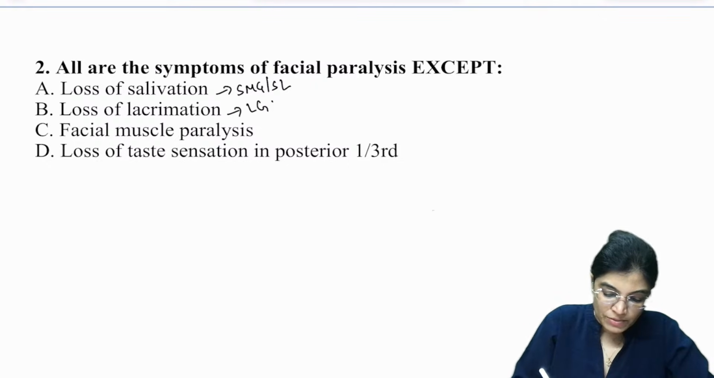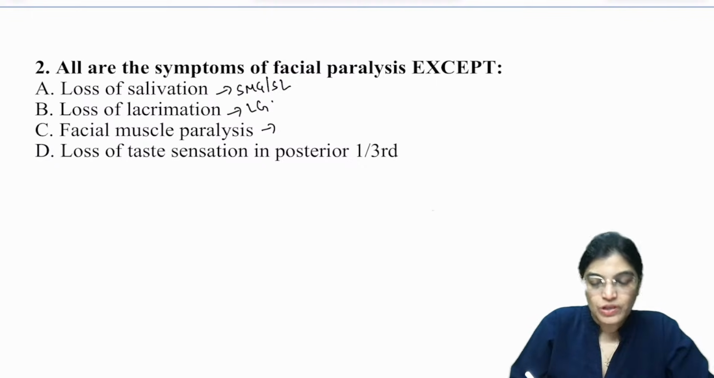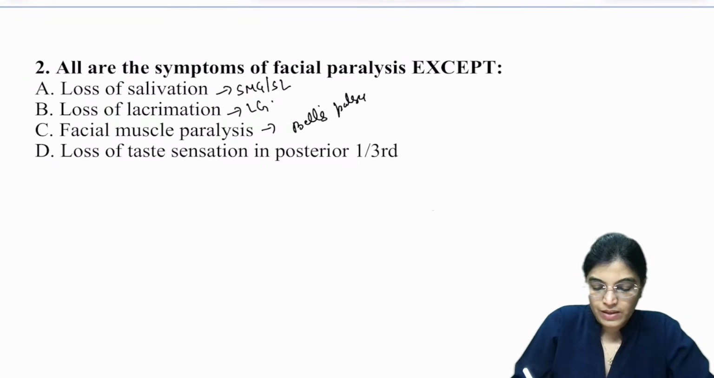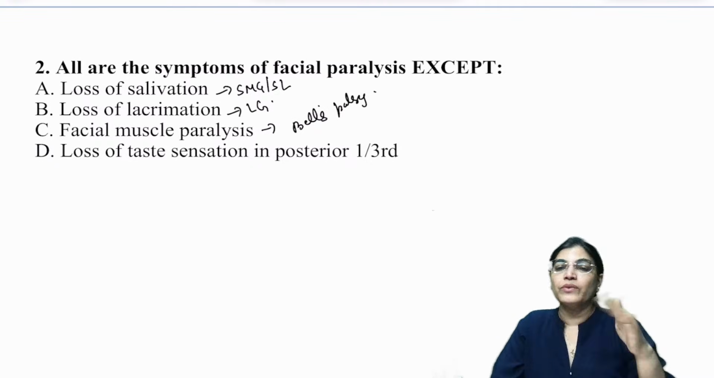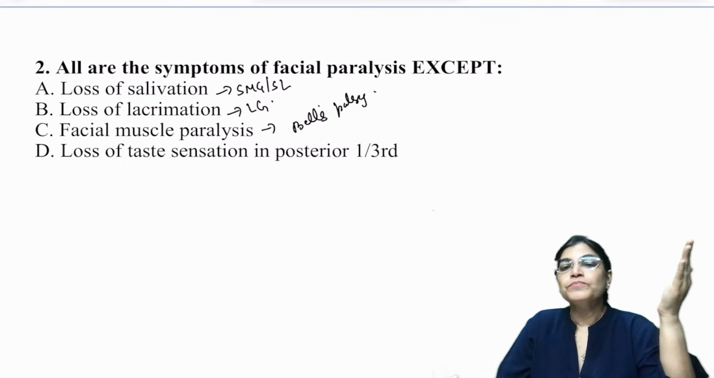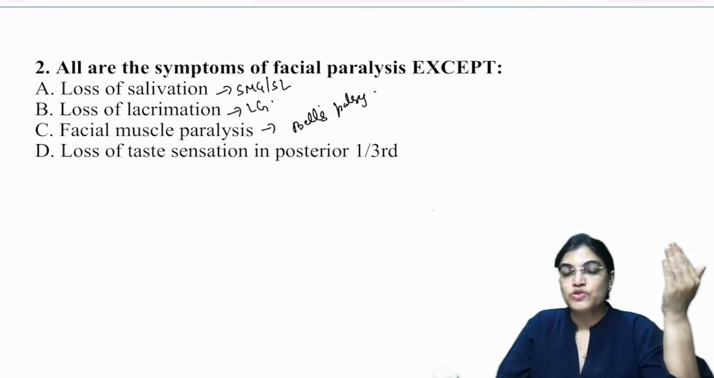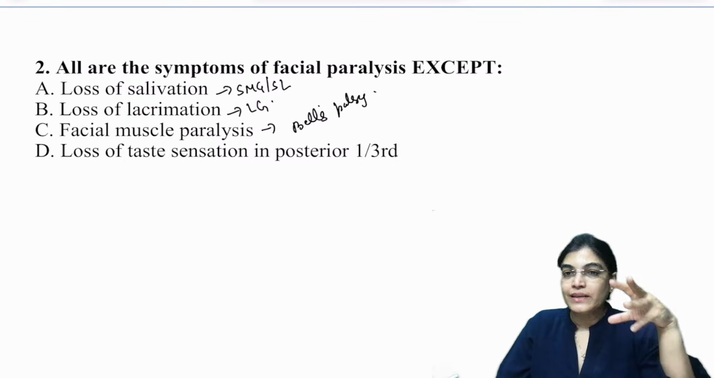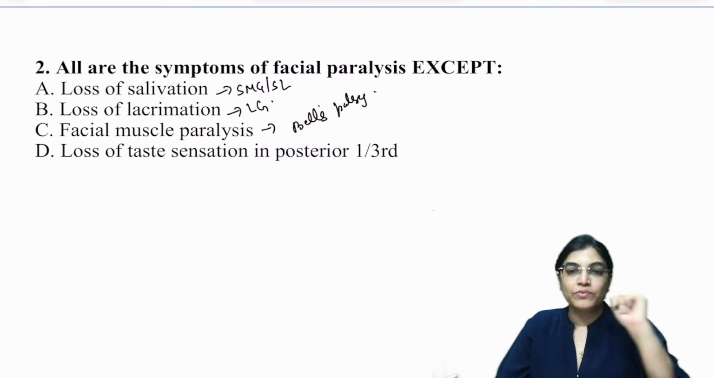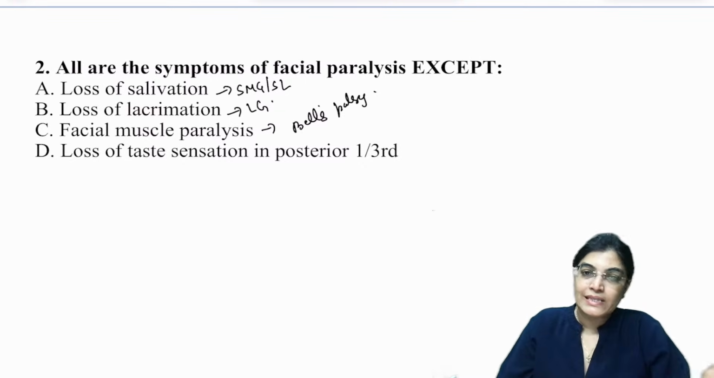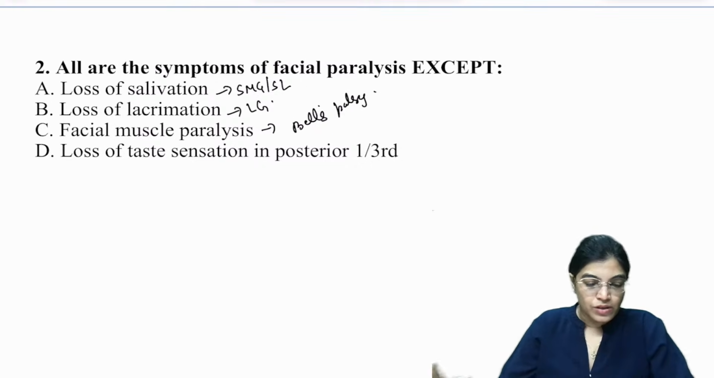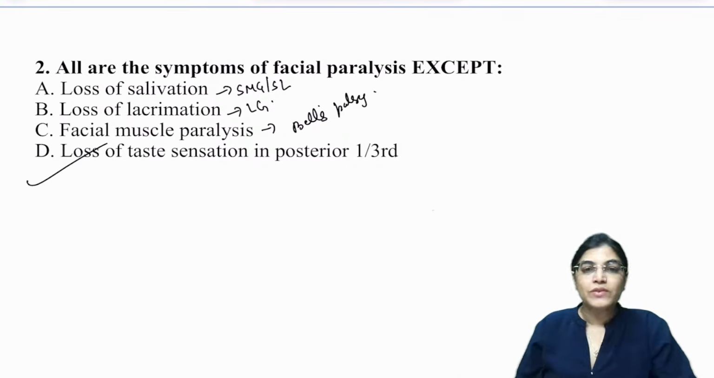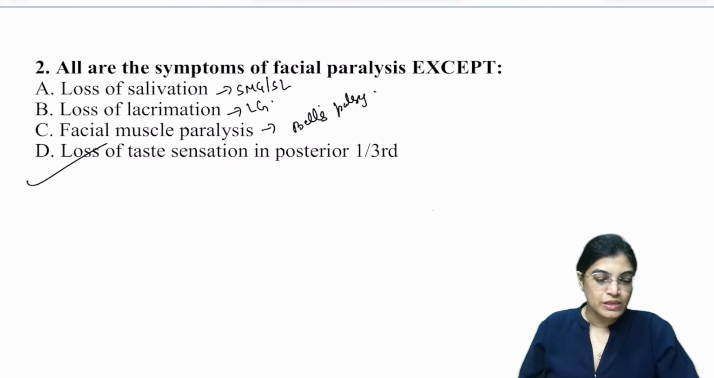Lacrimation is due to the lacrimal gland, and obviously facial muscles get paralyzed, where Bell's palsy is seen when there is lower motor neuron palsy on one half, the ipsilateral side. When there is upper motor neuron injury, then the contralateral lower quadrant of the face is involved. The upper half of the face escapes the injury because of bilateral corticonuclear fibers. So basically the right answer is loss of taste sensation in the posterior 1/3 of the tongue.